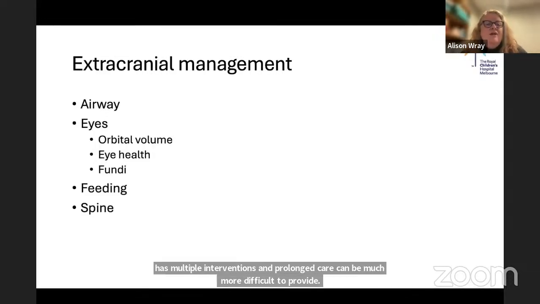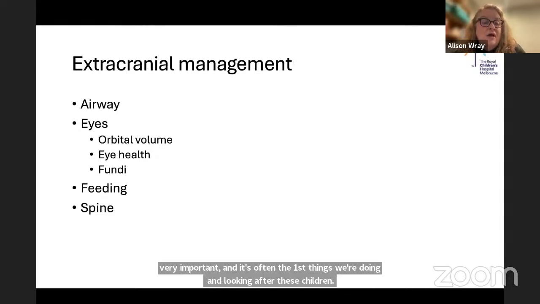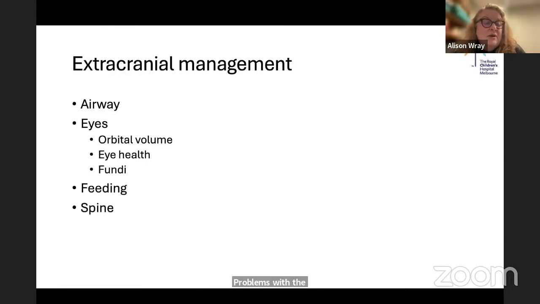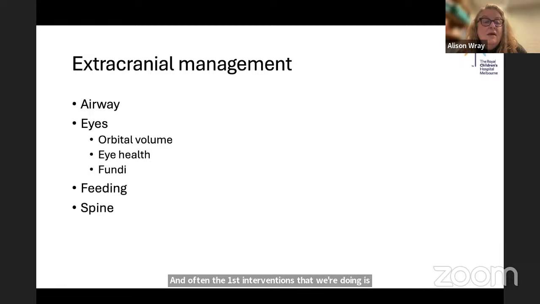Also, as I alluded to, extracranial management is very important, and it's often the first thing we're doing in looking after these children. Many of the syndromic children will have problems with their airways, be it choanal atresia, be it problems with their trachea and the cartilages. And often the first intervention that we're doing is about establishing a secure airway. We've tried to move away from tracheostomies in these children with time. However, there's still a moderate proportion of children with syndromic craniosynostosis that will need to have a tracheostomy until they get to the point where their midface can either be surgically managed or has grown enough to allow them to have a patent and competent airway of their own.